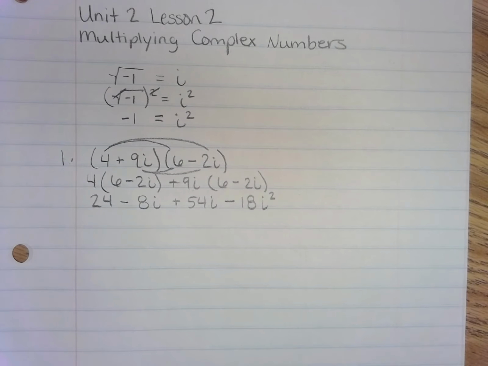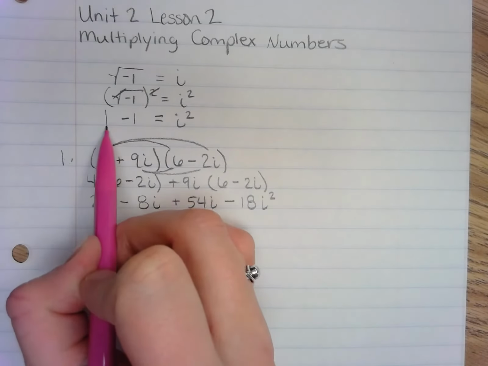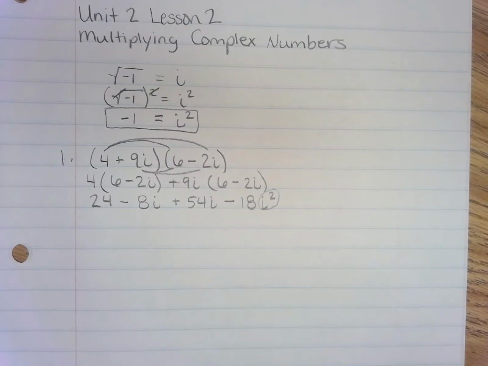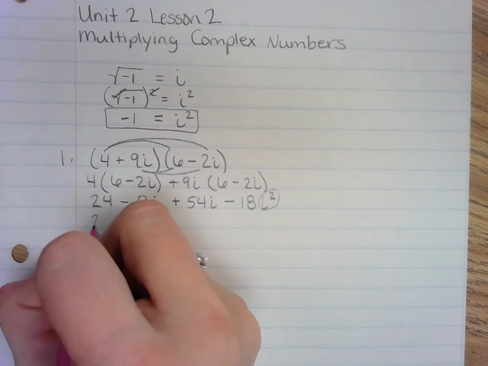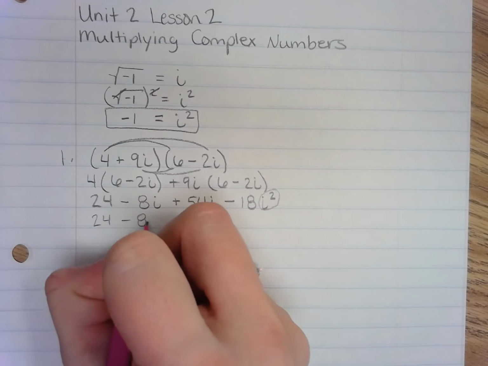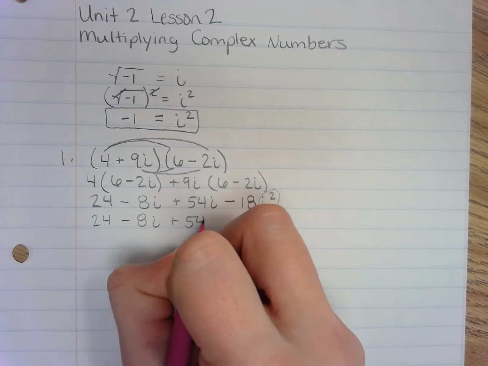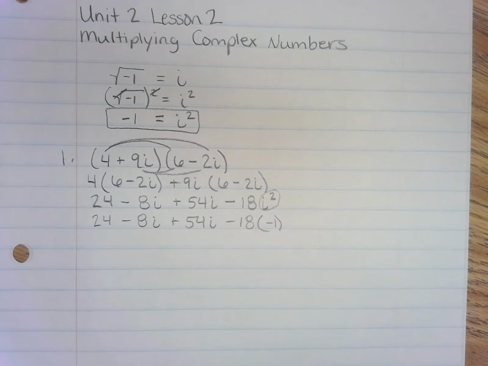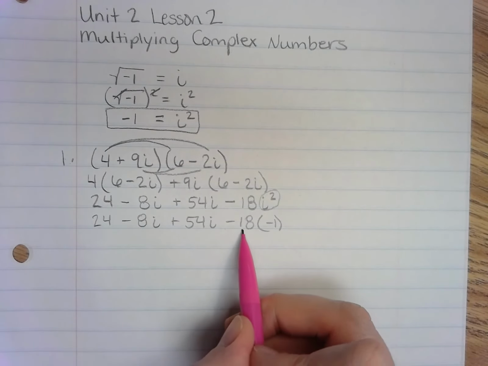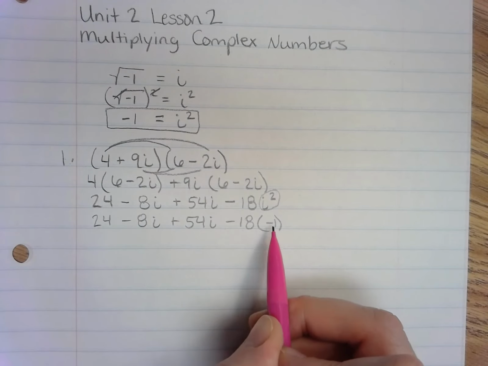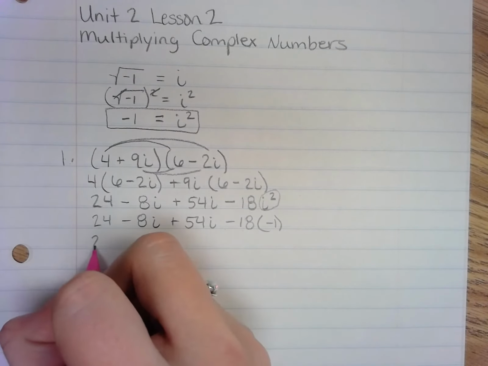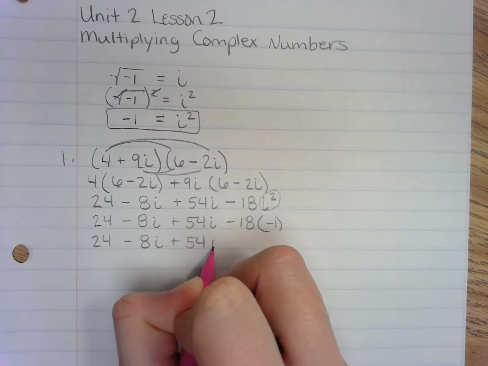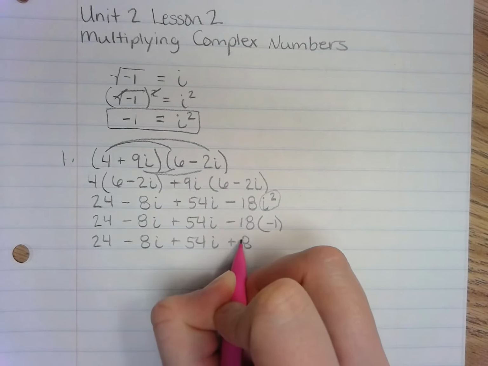So let's deal with this i squared. Like we've already mentioned, i squared equals negative 1. So let's replace that i squared with a negative 1, rewriting the rest of our problem as it is. So here we have negative 18 times negative 1. So negative times negative is going to make that a positive. So again, rewriting the problem as it is and making that plus 18.